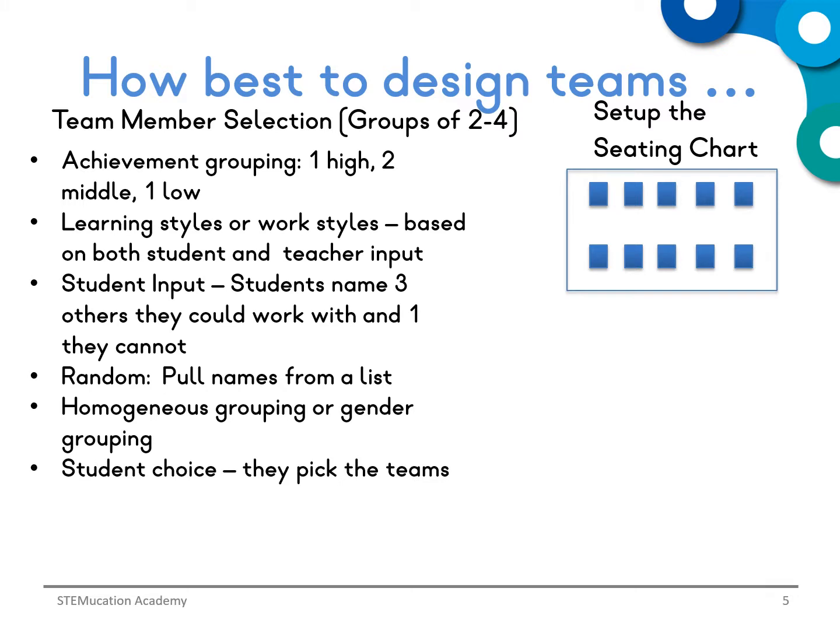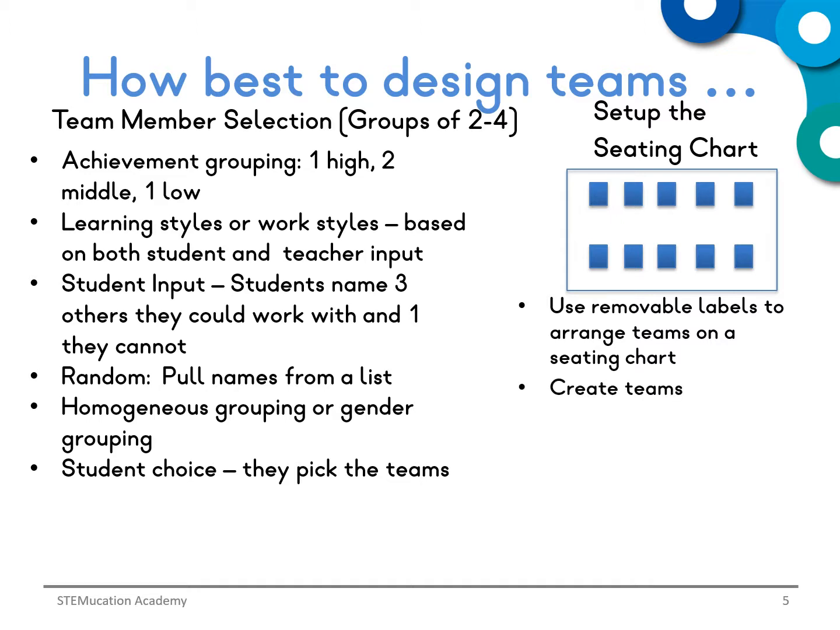The next thing you want to do is set up a seating chart as a way to proactively manage students in the classroom. If you use removable labels, you can arrange teams on the seating chart and then switch individuals around to create the most effective grouping.